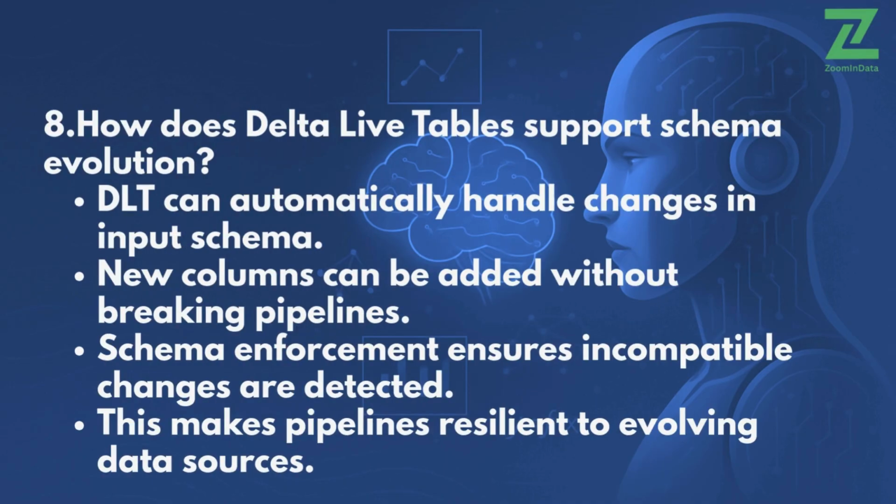How does Delta Live Tables support schema evolution? DLT can automatically handle changes in input schema. New columns can be added without breaking pipelines. Schema enforcement ensures incompatible changes are detected. This makes pipelines resilient to evolving data sources.